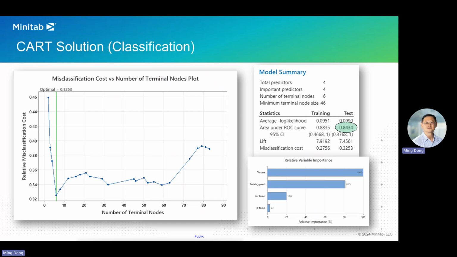Then the outcome, based on the ROC curve, the area under the ROC curve is about 84%. And the diagram at the bottom tells us that torque and rotation speed are the most important variables, followed by air temperature. So this graph tells us how big the tree is and the accuracy, because they are based on ROC, and what the key variables related to failure are.